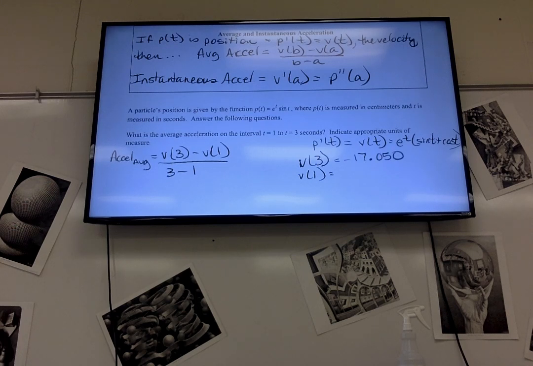And then V of 1, you should replace all those 3's with 1's. You know you can cursor up to it and hit enter, and it'll just pull it back down, so you don't have to retype the whole thing in. You can just change all the 3's to 1's. I got negative 3.756.